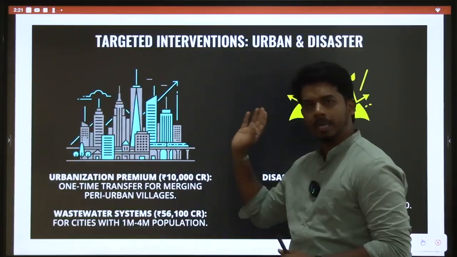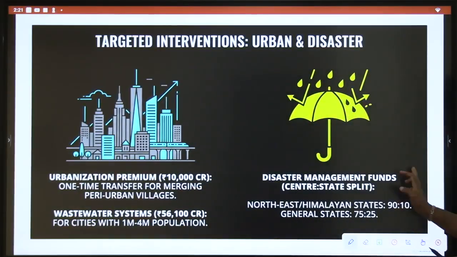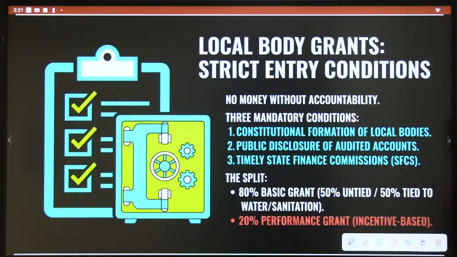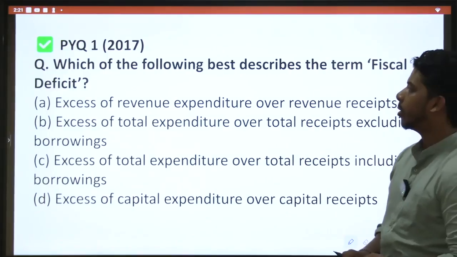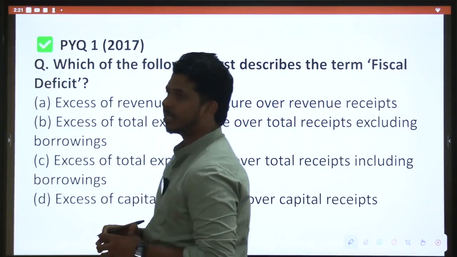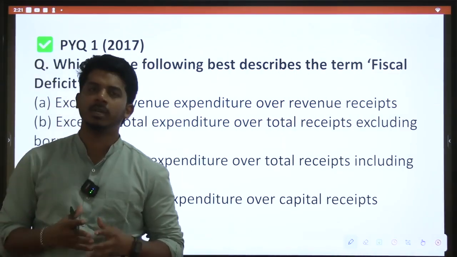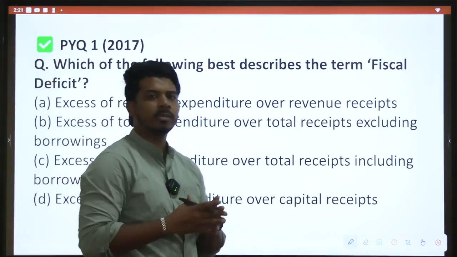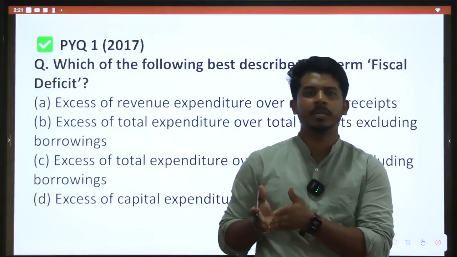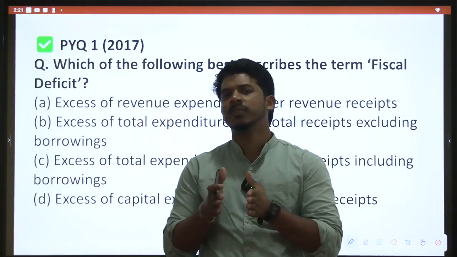More funds for urban areas, etc. Local body grants. So you can see the conditions here. Factual, please read it. So that is about the 16th Finance Commission recommendations related to fiscal policy. So we have seen all three documents, the 16th Finance Commission, budget and economic survey, related to the fiscal developments.